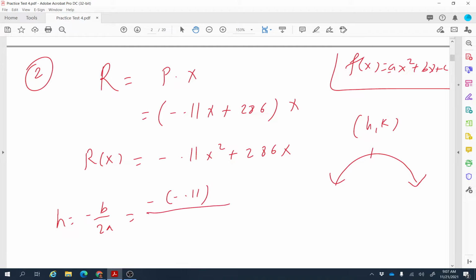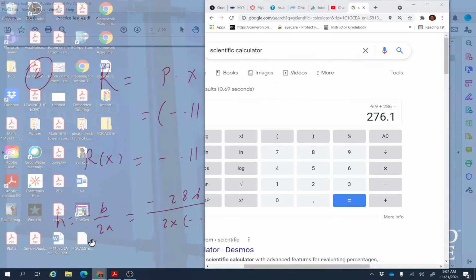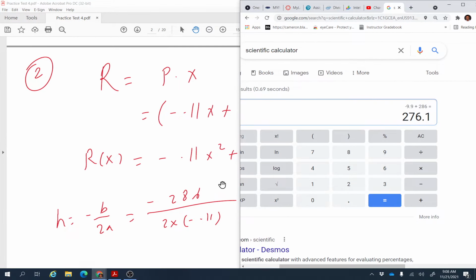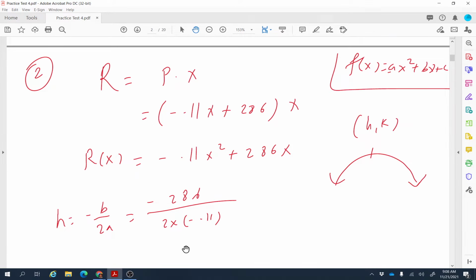Sorry, I wrote it in the wrong place. Negative b over 2a is 286 divided by 2 times negative 0.11. Negative divided by negative is positive, so it's 286 divided by 2 times 0.11. I'm using parentheses; make sure that when you divide, you divide properly. If you don't use the parentheses, that's not going to give you the right answer. So it's 1300. That's the maximum.